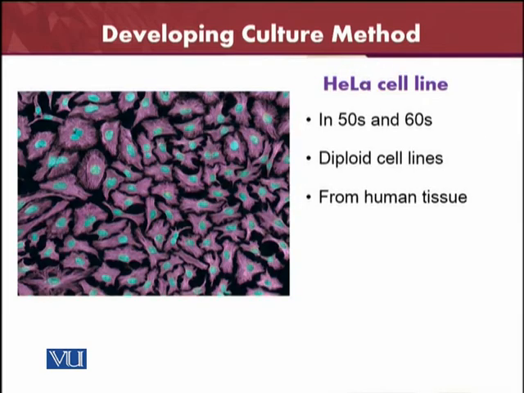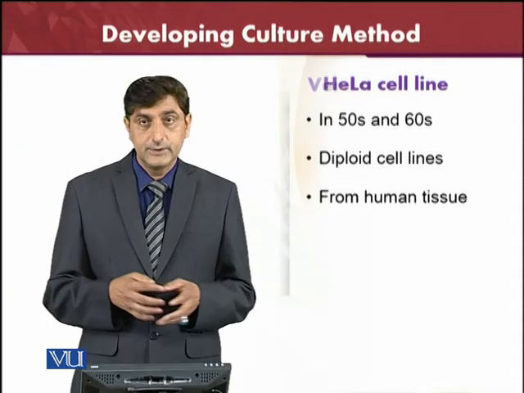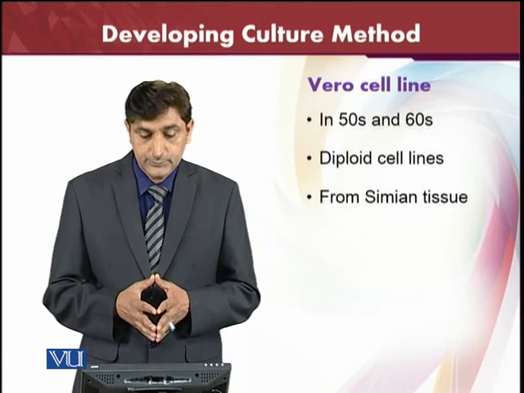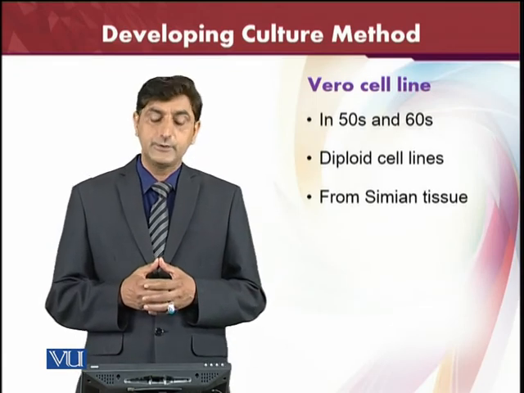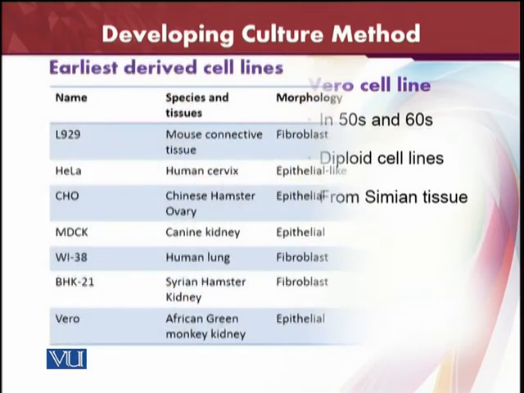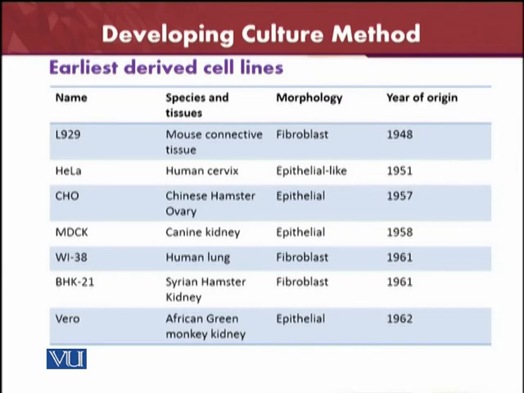Then the HeLa cell lines. They were developed in about 1950 to 1960s, and these are diploid cell lines developed from human cervical tissue. We will see them in detail. And then the Vero cell lines. These were also developed in about 1950 to 60, and these are diploid cell lines from simian tissue. Let us see in detail when these cell lines originated.